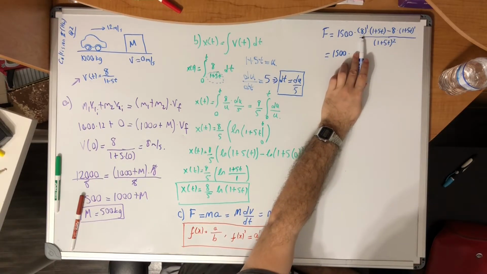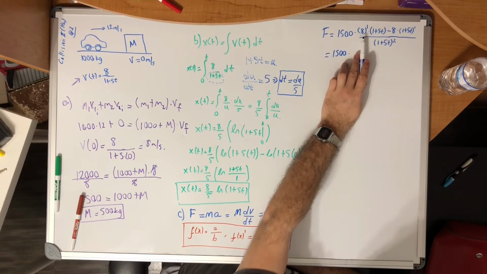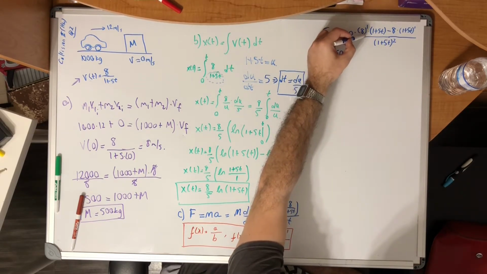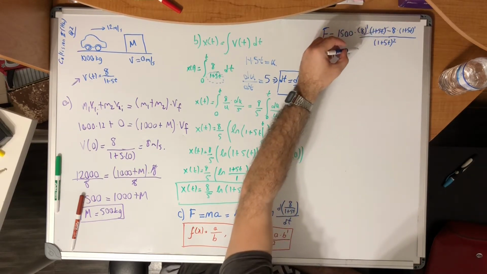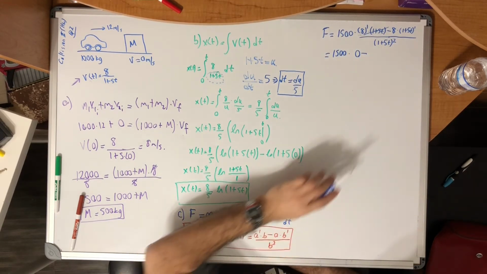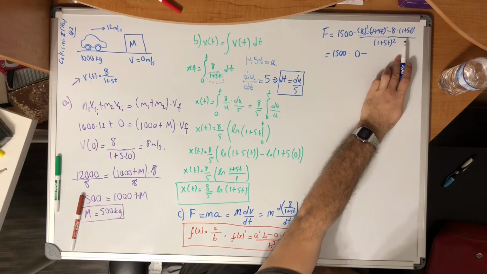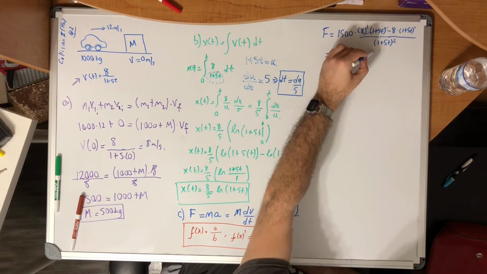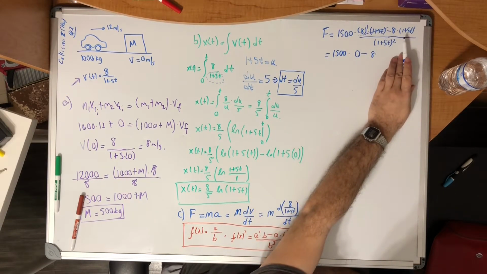You have no time function here, so the derivative of a constant is going to be 0. If this is 0, 0 times any number will be 0. So you are going to have 0 minus. Then what will be the derivative of this guy? You have 8 outside times the derivative of 1 plus 5t.